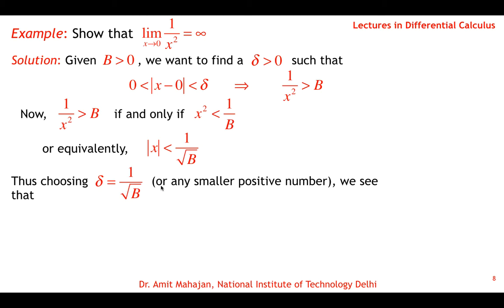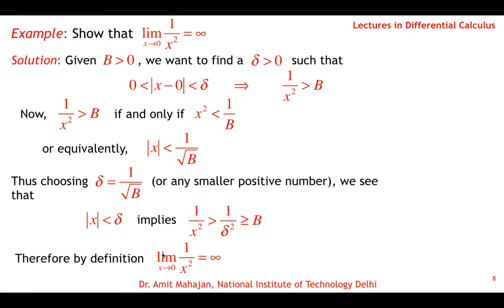Okay, and by choosing this, then these two results will simultaneously hold, which immediately implies that limit x tends to 0 of 1 by x square is plus infinity. So by choosing delta to be 1 by root b, for all x whose distance from the origin is within delta, the function grows much faster than any chosen b value. Okay, so the function goes to plus infinity, and so we can write that limit x tends to 0 of 1 by x square is plus infinity.